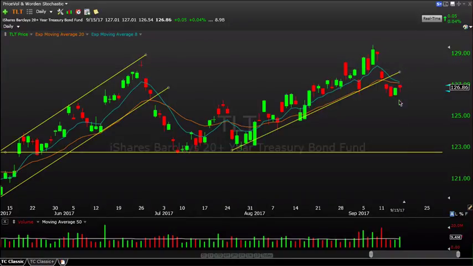Maybe this is some type of false move to the downside, but so long as we stay below 128, below this trend line here, I'd want to be a little bit careful and maybe lean to a tactical short trade in that. Nothing that I would try and hit a home run on, but I think you might be able to get another leg down there. So that's TLT.